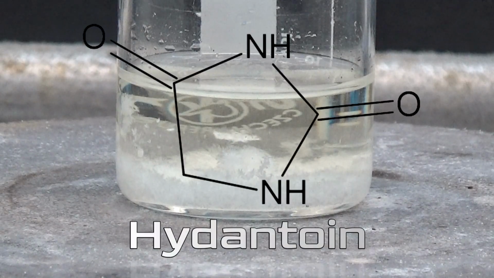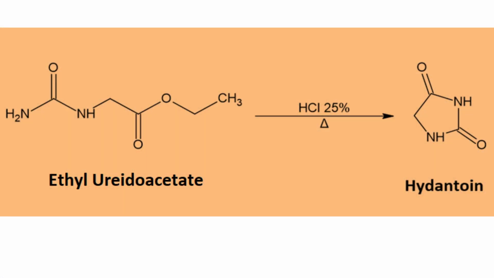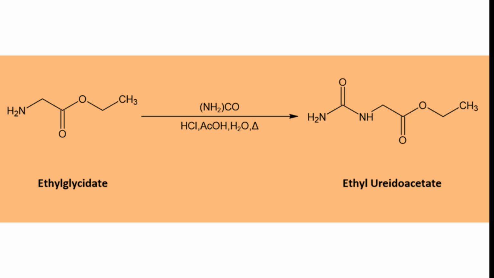In this video we are going to synthesize Hydantoin. First we will obtain ethyl uridoacetate, which is an intermediate in the synthesis of Hydantoin. It is obtained by the action of urea on ethyl glycidate in an acid medium.